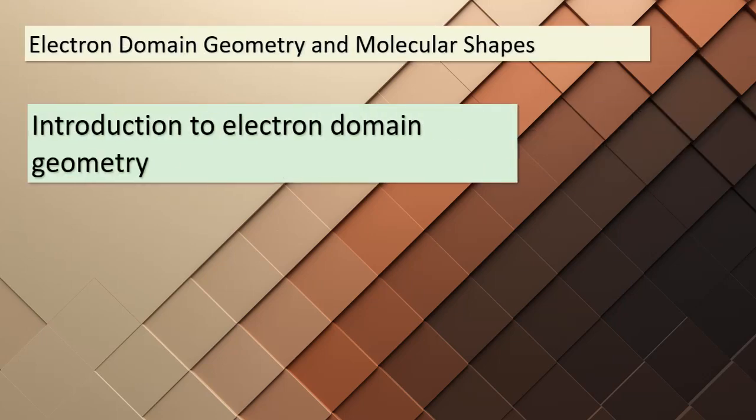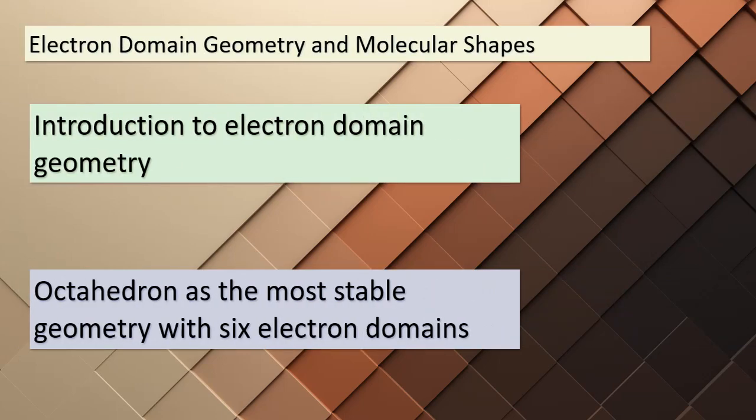Good day, students. Today, we're delving into the intriguing world of electron domain geometry and molecular shapes. Let's begin by understanding the concept of electron domain geometry. When an atom is surrounded by electron domains, it adopts a specific arrangement that affects its molecular shape. In the case of 6 electron domains, the most stable geometry is the octahedron. Picture an octahedron as a polyhedron with 6 vertices and 8 equilateral triangle faces.